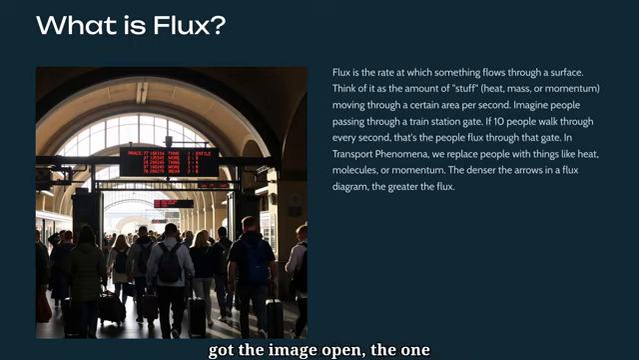Now, if you have got the image open, the one with the arrows, that's showing flux too. Picture this. You have got a wall and fluid is flowing past it. The arrows in the image represent the stuff, maybe heat or momentum, moving across a surface. The denser the arrows, the greater the flux. It's like more people pushing through the same gate at once.